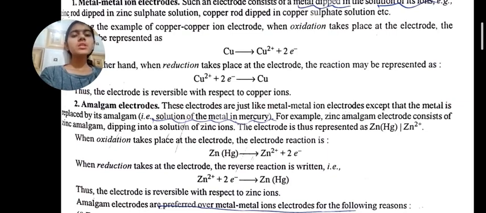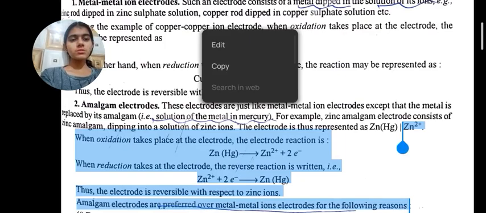When oxidation takes place at the electrode, the electrode reaction goes as Zn(Hg) to Zn2+ plus 2 electrons. When reduction takes place at the electrode, the reverse reaction is written as Zn2+ plus 2 electrons goes to zinc amalgam. Thus, the electrode is reversible with respect to zinc ions.